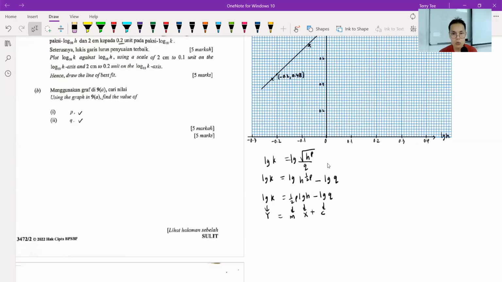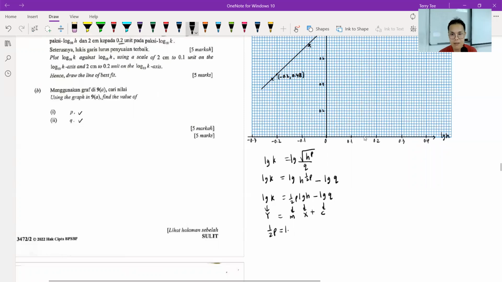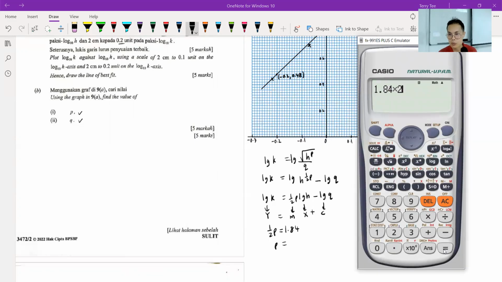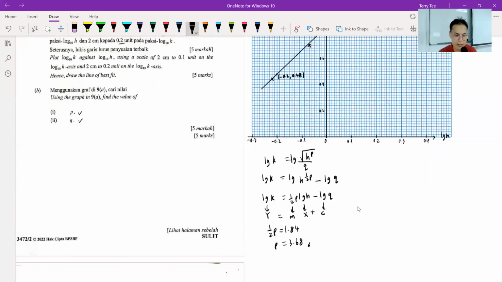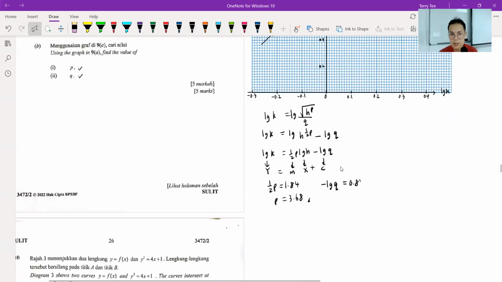We know from our graph, the gradient that I calculated earlier is 1.84. This is half p. So half p is 1.84. To find p, we take 1.84 multiplied by 2. My answer is 3.68. Now you might get a slightly different answer. That's okay. Then my y-intercept from the equation is negative lg q. From the graph, I got 0.84. So I write 0.84. Let's bring the negative over first, right?